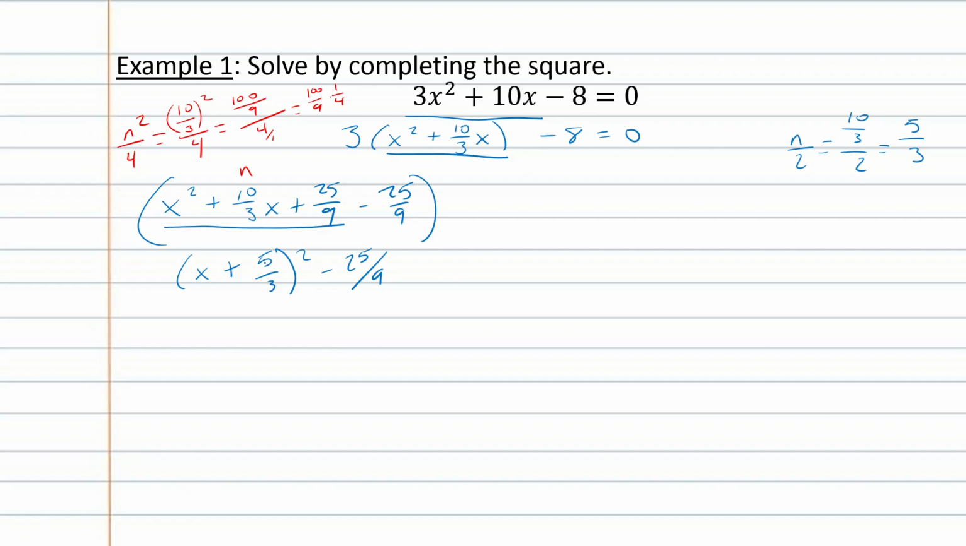So, you can always double check yourself. 5/3 plus 5/3 is 10/3. 5/3 squared is 25 over 9. So this is indeed equal to this entire thing up here, which can now go in right there.